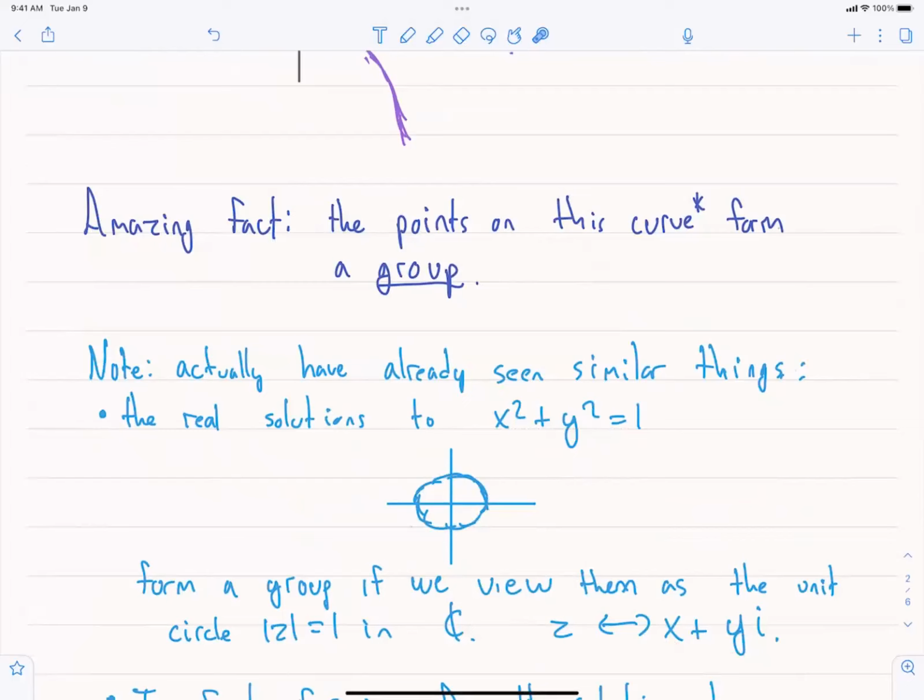So this is another situation where you have this geometric object, a circle, that really forms a group. You can multiply any 2 of these by treating them as complex numbers, and you'll land somewhere back on this shape.